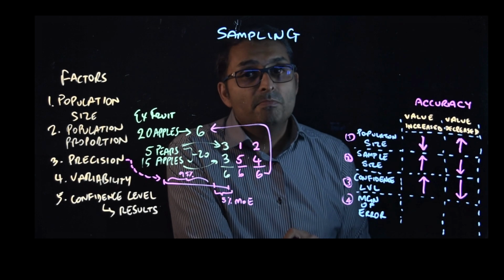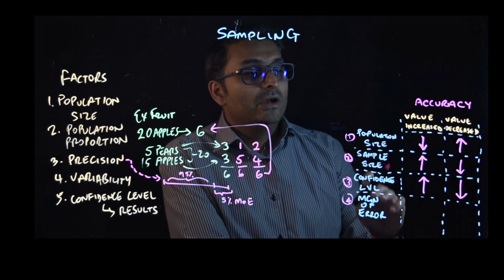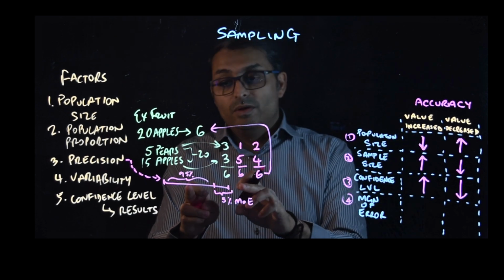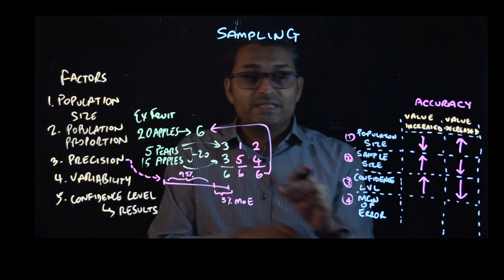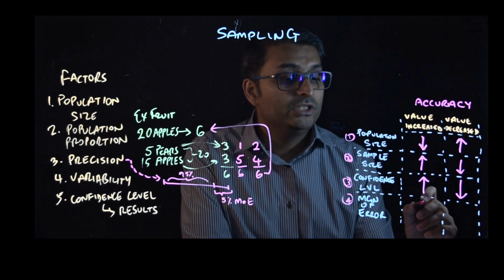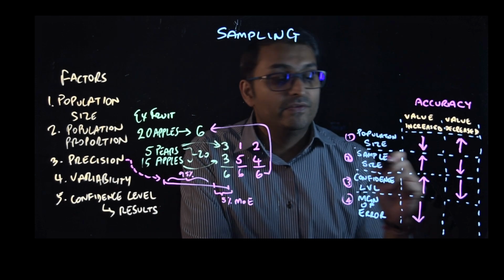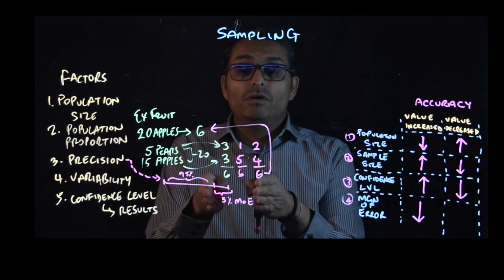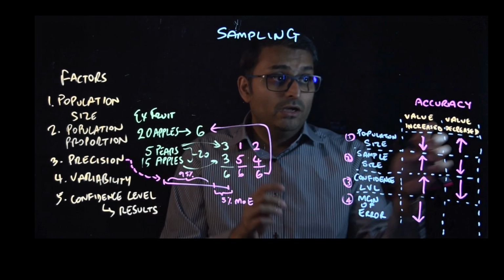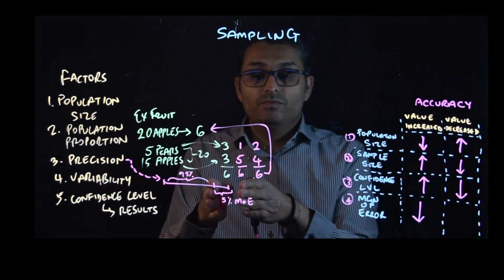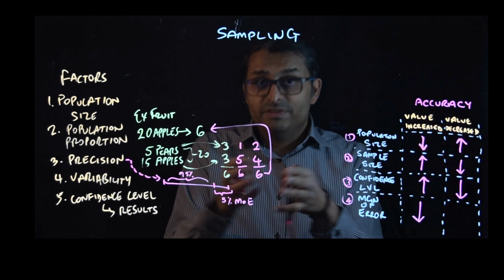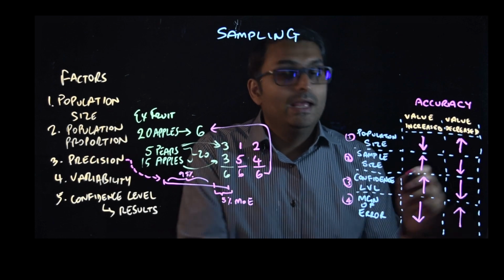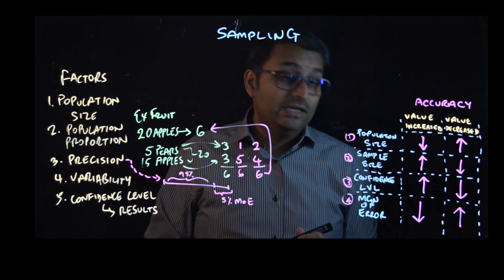And finally, margin of error. If we are willing to increase the margin of error, so from 5% we're willing to accept 10 or 20% margin of error, that means the accuracy of our results will reduce. But if we want to make our margin of error smaller, decrease the value, so from 5% we want to make it only 1% margin of error, then again our accuracy will increase.